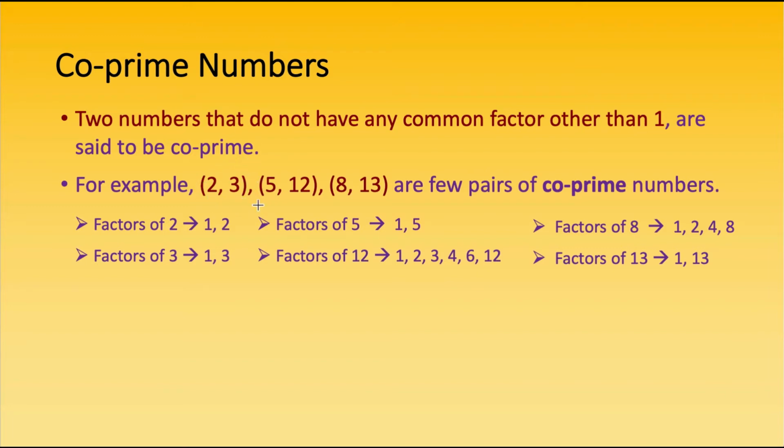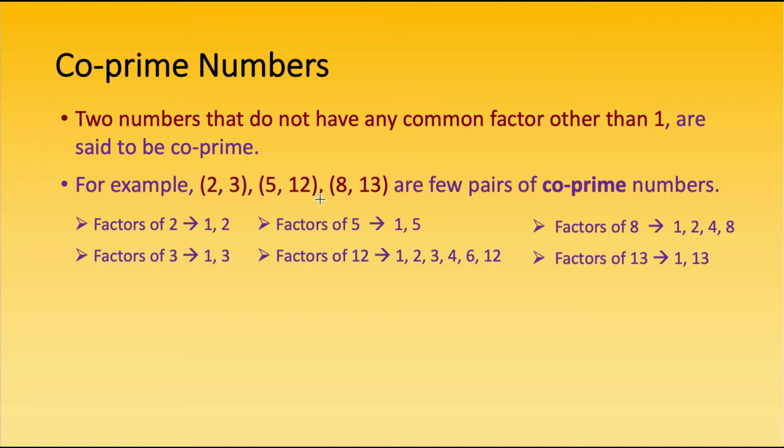These are co-prime numbers because factors of 2 are 1 and 2. Factors of 3 are 1 and 3. So common factor कौन सा है? 1, right? They do not have any other common factor apart from 1.